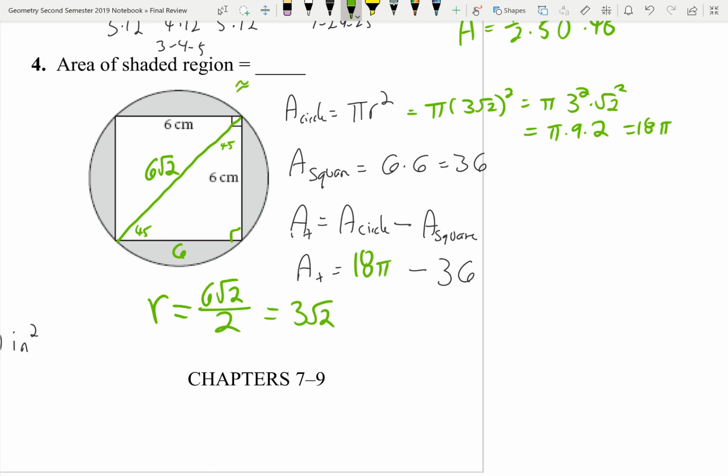It wants an exact answer because of the equal sign. If there was an approximate sign like that, then you would write it as a decimal. But if it has the equal sign, then that means leave it in terms of pi, and that's going to be your answer. Like so.